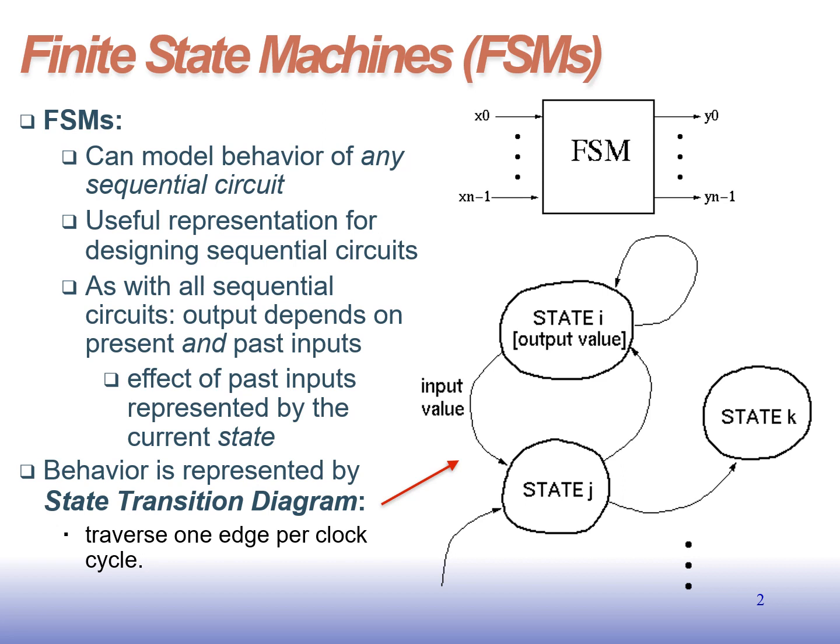As with all sequential circuits, the output depends on present and past inputs. So the effect of past inputs is represented as the current state. The past inputs are the current state, and the next state depends upon the present state inputs and the past outputs.